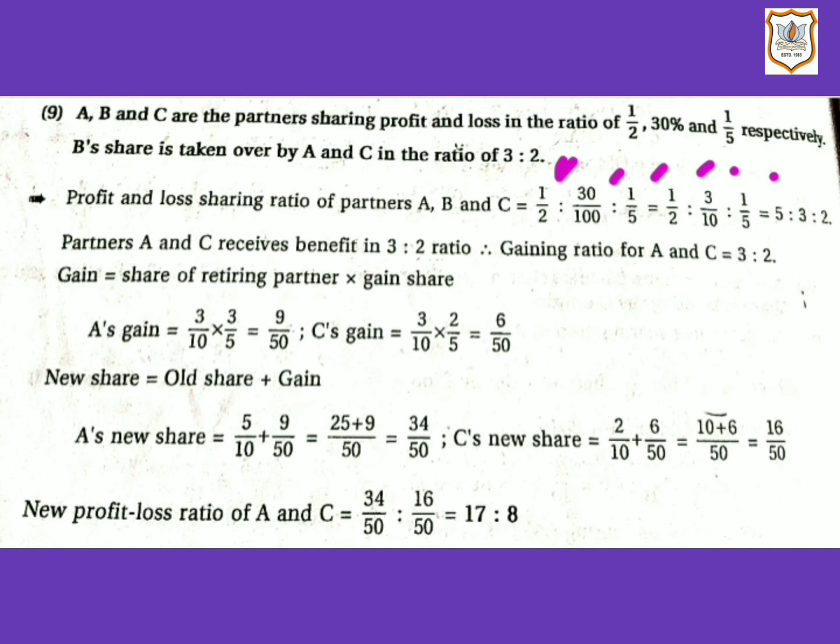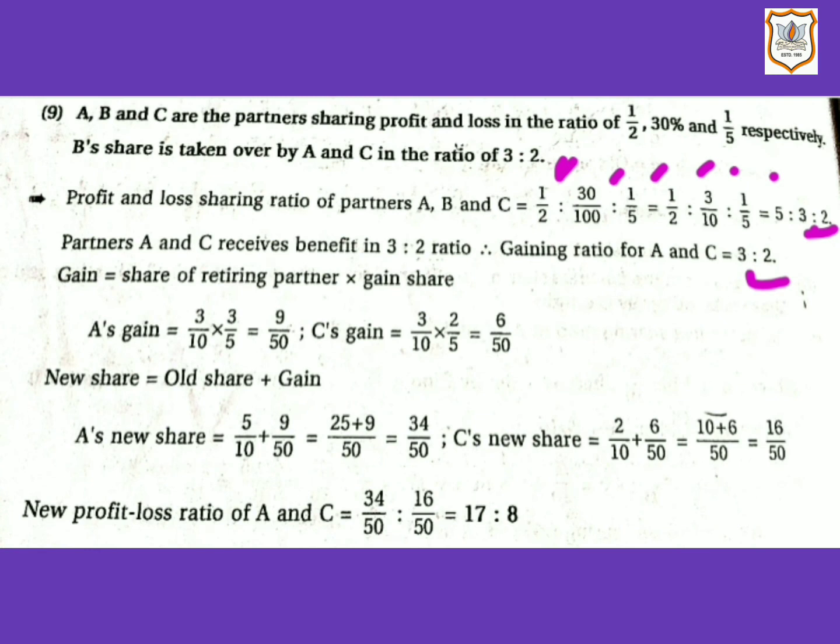So before attempting any calculation, we will find out the ratio in simple figure by taking LCM. So here the ratio 1/2:3/10:1/5 can be restated as 5:3:2. So we are also given that B's share is taken over by A and C in the ratio of 3:2. Here again gaining ratio for A and C is given, that is 3:2.